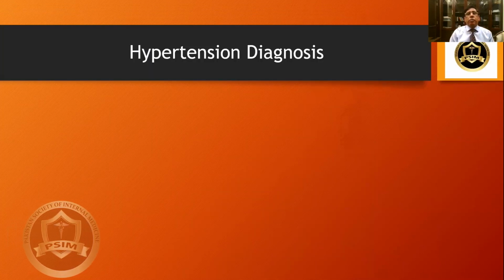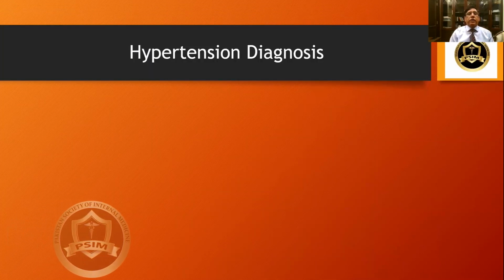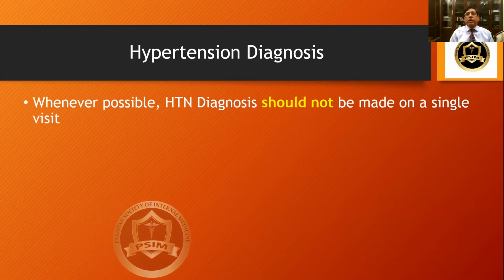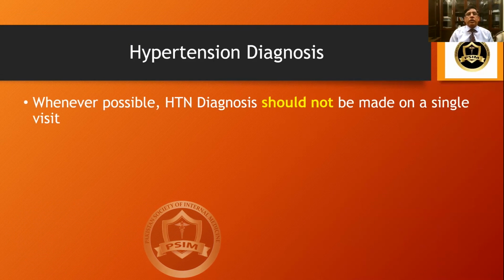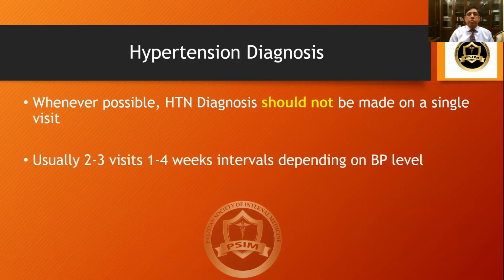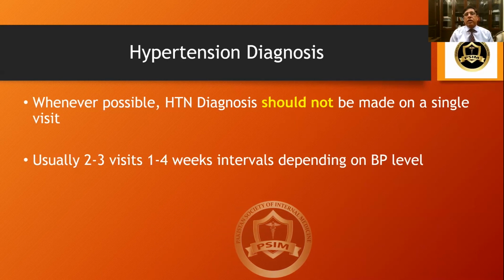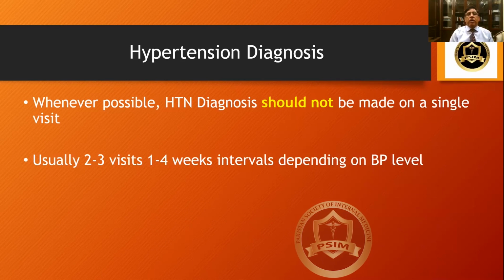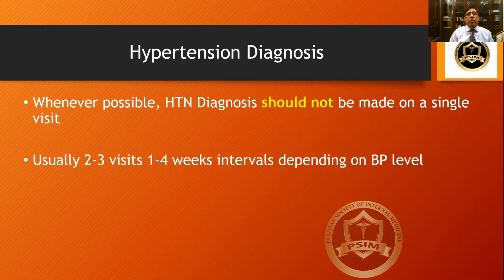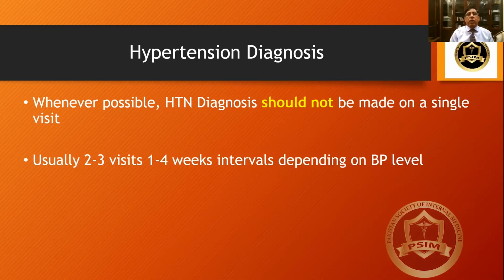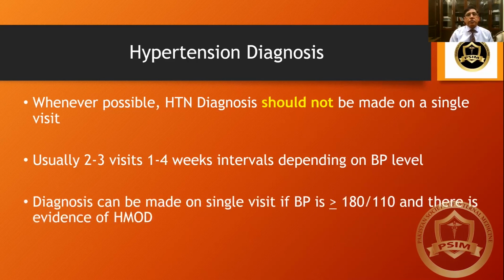So how do you make a diagnosis of hypertension? Whenever possible, the hypertension diagnosis should not be made on a single visit. That's the first thing. Usually you have to have 2 to 3 visits, maybe 1 to 4 weeks apart, depending upon the blood pressure level. If the blood pressure is high, you may have a second visit 1 week later, or if it is borderline, you can ask the patient to come after 4 weeks.